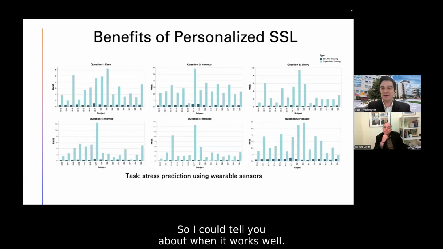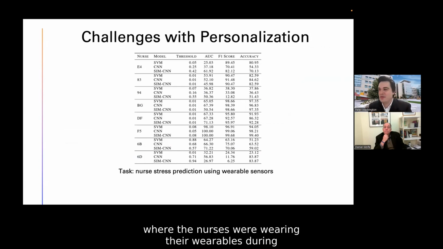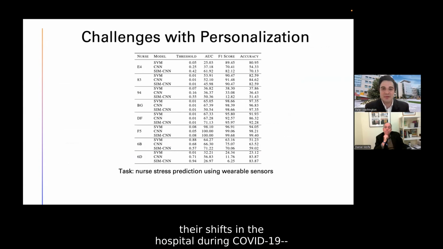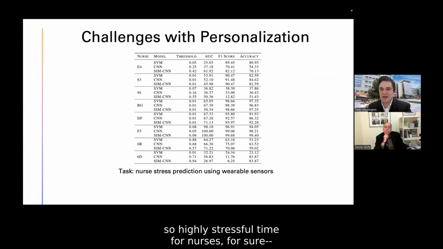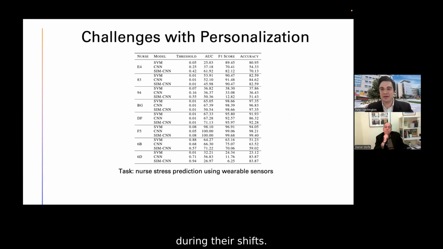So I could tell you about when it works well, and that's great. But there's also cases where it doesn't work. So here's an example of a data set where it doesn't work too well. This was a nurse stress prediction task where the nurses were wearing their wearables during their shifts in the hospital during COVID-19. So very highly stressful time for nurses for sure. And they were asked to provide these annotations reliably during their shifts.